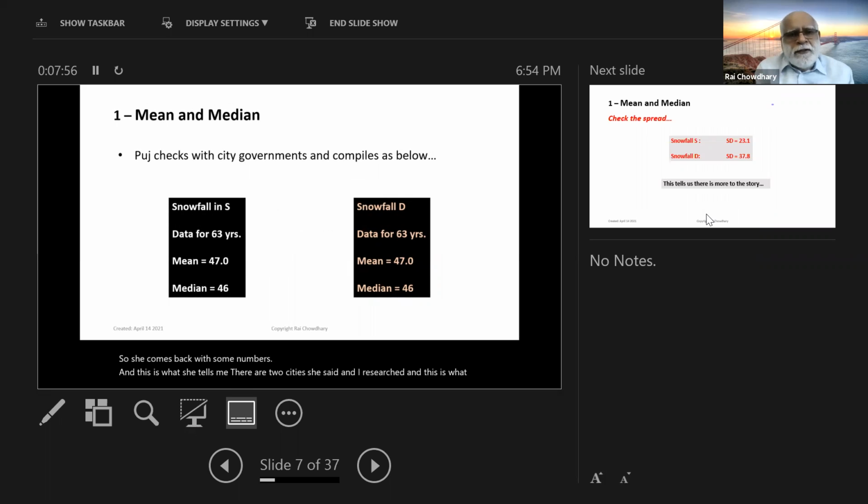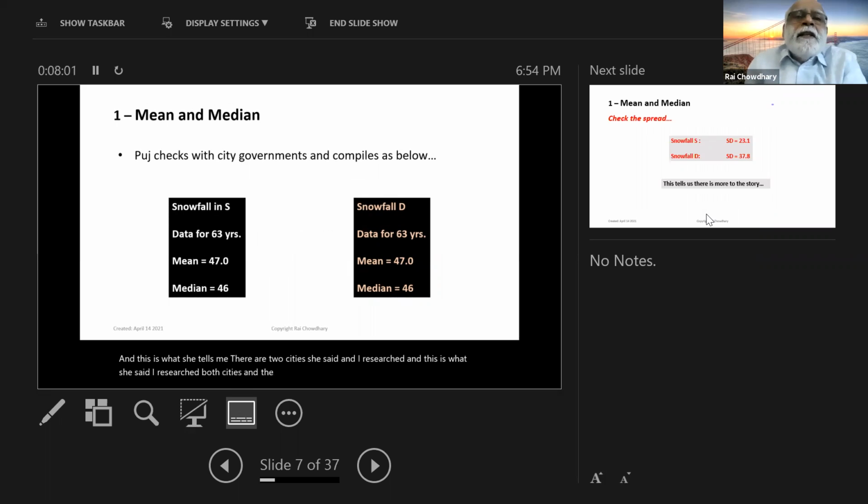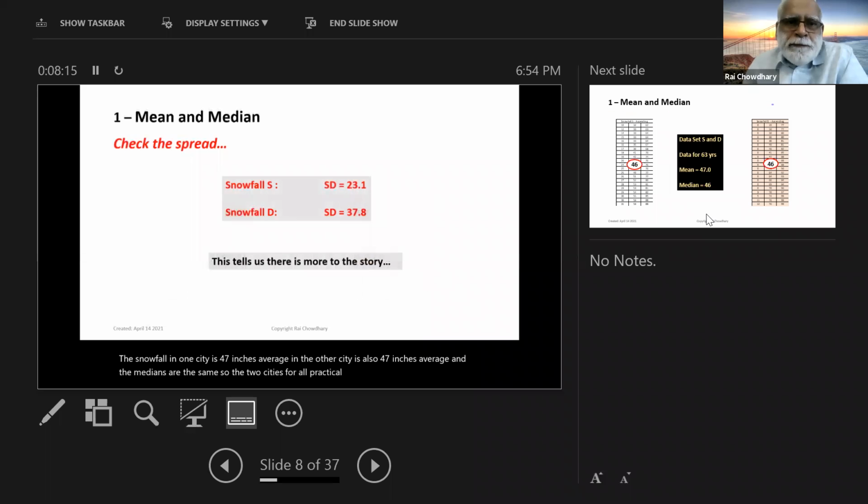I researched both cities, and the snowfall in one city is 47 inches average. In the other city is also 47 inches average, and the medians are the same. So the 2 cities, for all practical purposes, are identical. Well, should we draw decisions based on mean and median, or should we be looking at something else?